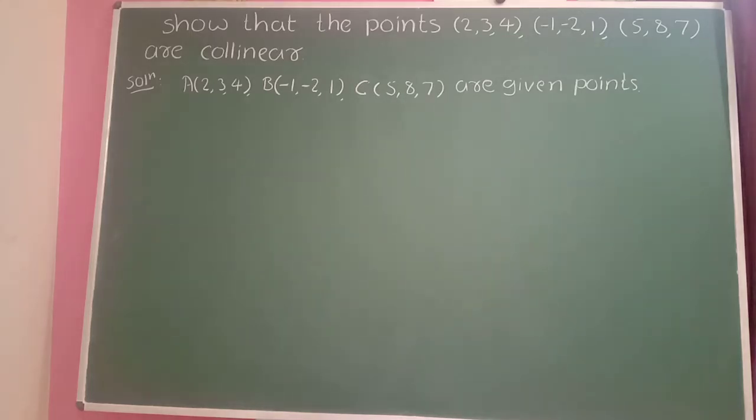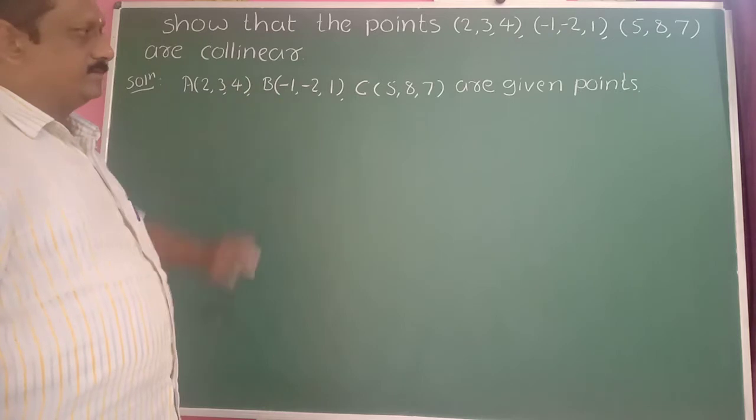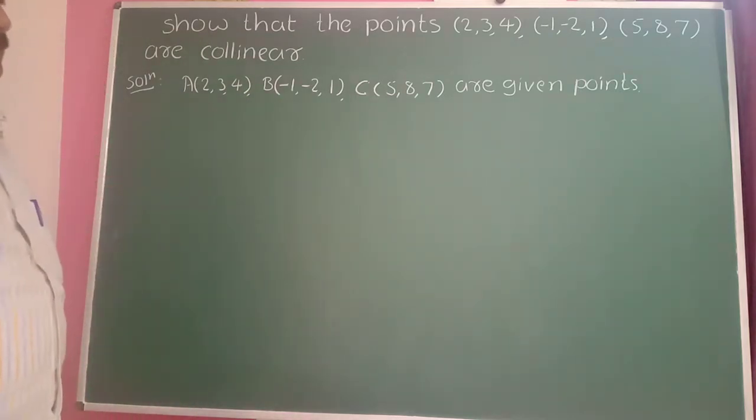Show that the points (2, 3, 4), (-1, -2, 1), and (5, 8, 7) are collinear. So take the given points as A, B and C. Find the direction ratios of AB and BC.